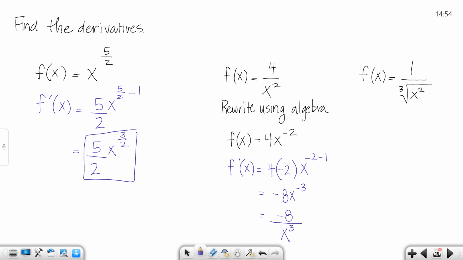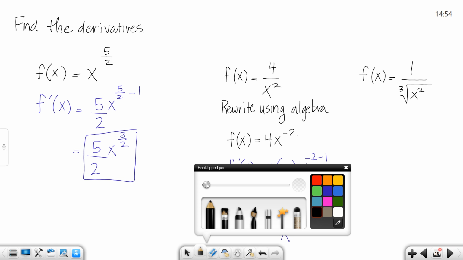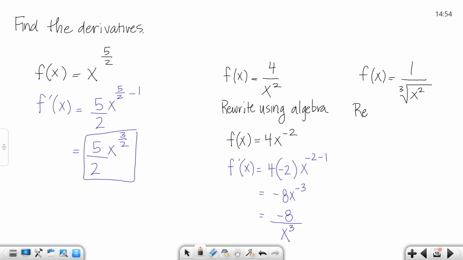So then what happens if you have a radical? We rewrite using algebra.